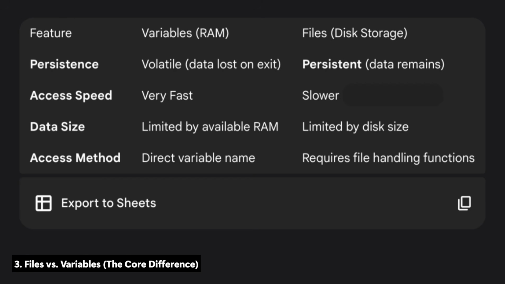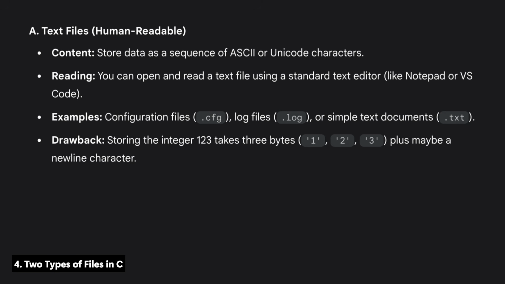3. Files versus variables, the core difference. 4. Two types of files in C. In C, we generally categorize files into two types based on how the data is stored and interpreted. A. Text files, human-readable.